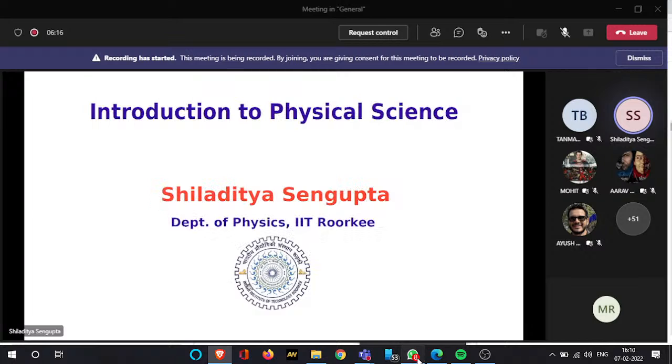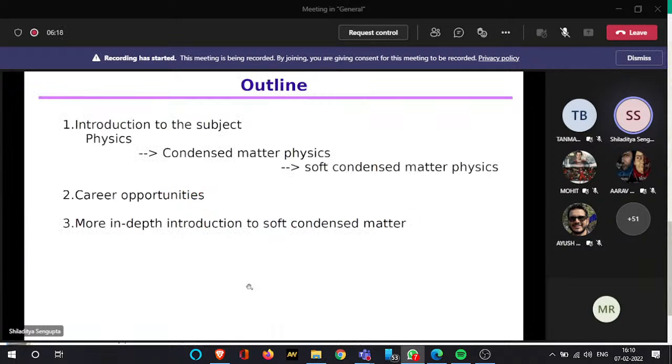So let me start with a brief outline of what I have for this week. I will give an introduction to the subject, and this introduction will be somewhat personal, in the sense of the way I see the subject. I will start with physics broadly speaking, in layers of specialization. Then I will zoom into condensed matter physics, and then further into what is called soft condensed matter physics.